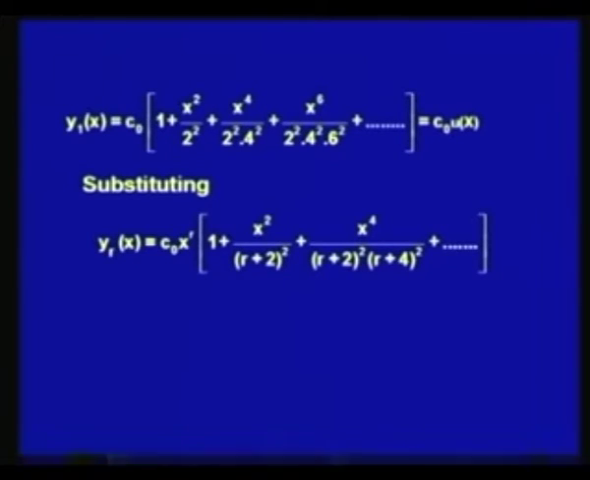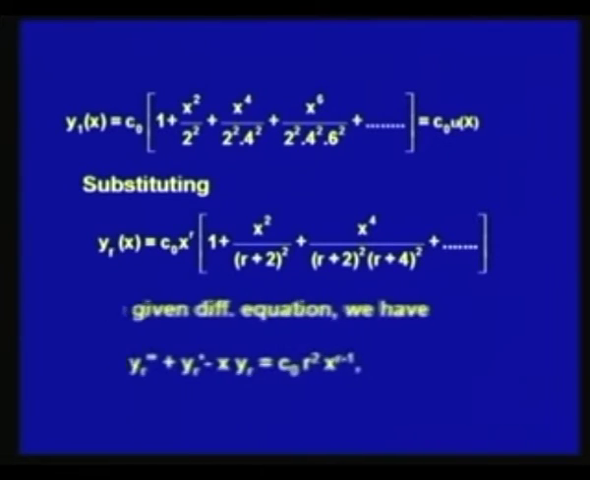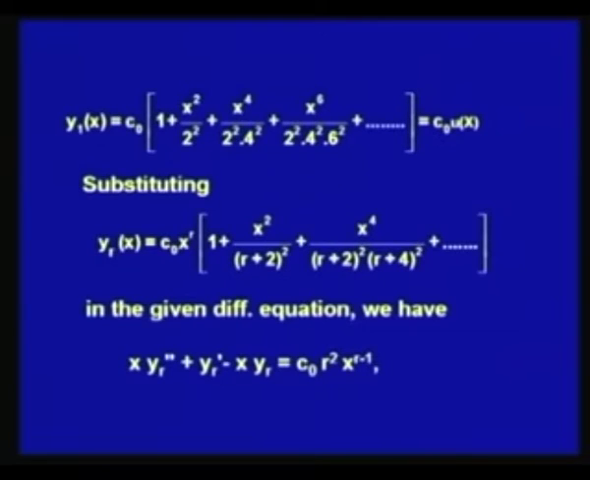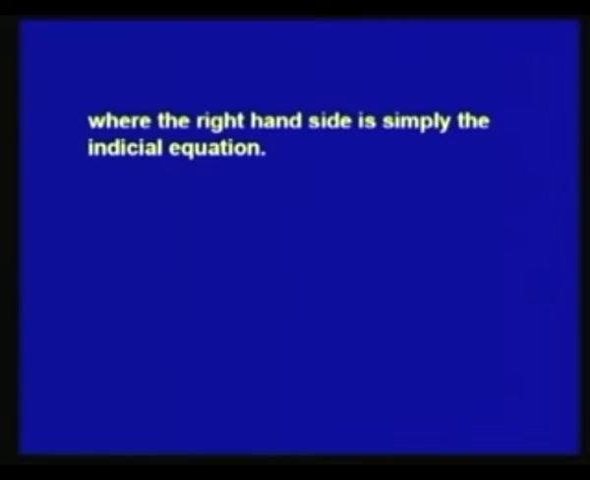Now, substituting y_r(x) equal to C naught x to the power r into 1 plus x square over (r plus 2) whole square plus x to the power 4 over (r plus 2) whole square into (r plus 4) whole square and so on, in the given differential equation, we will have x y_r double dash plus y_r dash minus x y_r equal to C naught into r square into x to the power r minus 1, because this expression for y_r(x) satisfies all the recurrence relations except the initial equation. So the right hand side of the equation x y_r double dash plus y_r dash minus x y_r is C naught into r square into x to the power r minus 1.